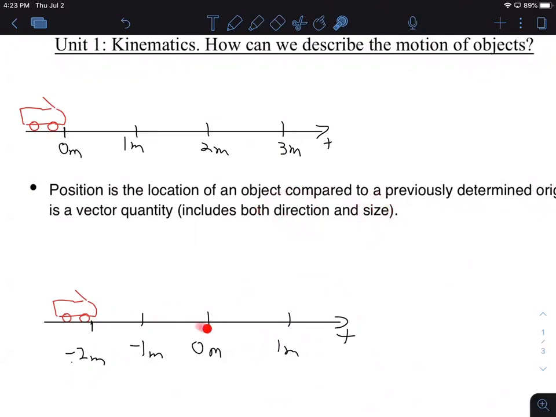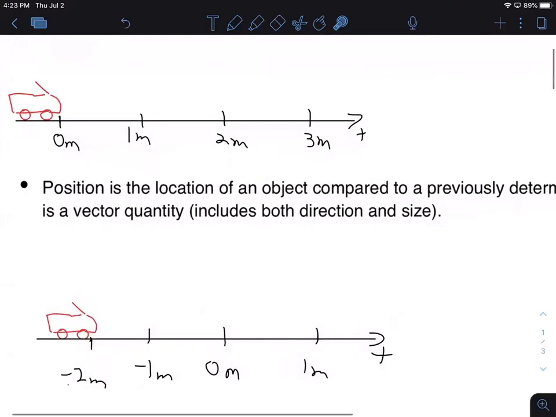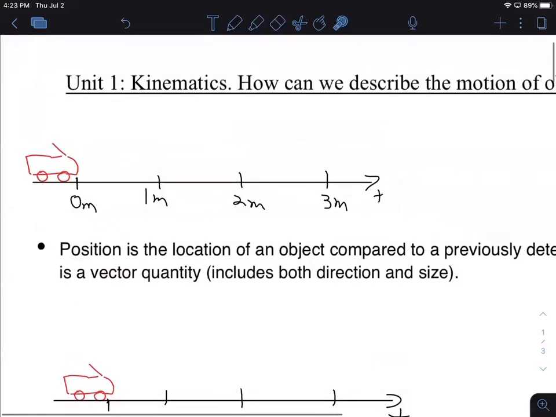So here my buggy is 2 meters to the left, which I would represent by negative 2, because I'm saying positive is to the right. All right. Okay, so now what we're going to create, as this buggy moves along, it's going to change its position. It's not going to keep this position. As it moves, that position is going to change. And to help us interpret that, we're going to create a picture or a model known as a motion diagram.